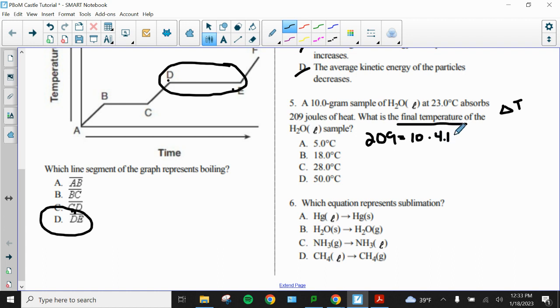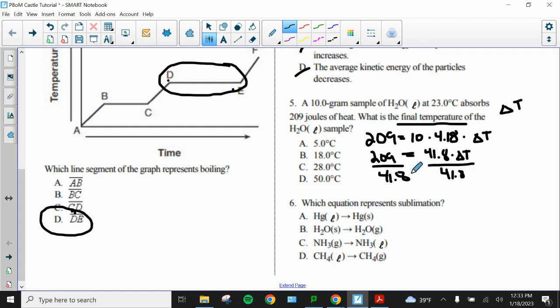I don't need to look. I just look C up. I don't need to have it given to me. It's 4.18 times my delta T. Well, I know that 10 times 4.18 is 41.8 times my delta T equals 209. To get delta T by itself, I have to divide by 41.8. What I do to one side, I do to the other.